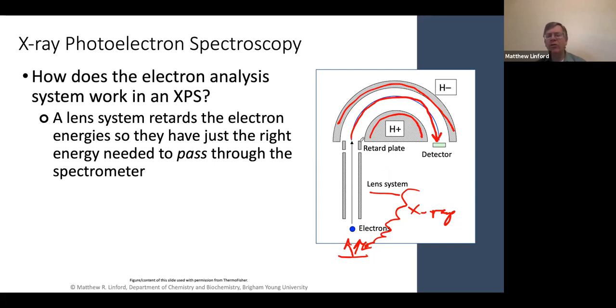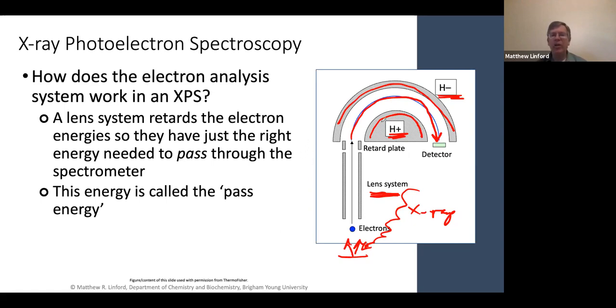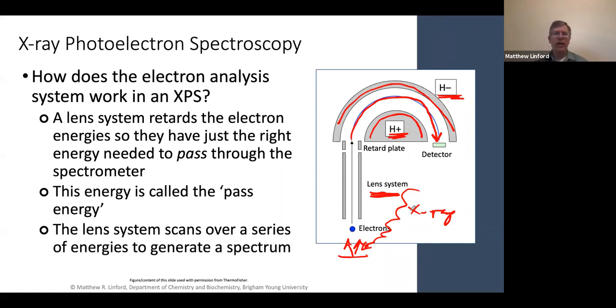It also turns out that only electrons with just the right energy are able to make it through this detector. And the way people typically do XPS is they leave this voltage and this voltage fixed. And what they do is they use the lens system to allow the electrons with different kinetic energies to go sequentially through this spectrometer right here. And so what the lens system is doing is allowing only certain electrons to pass through the spectrometer. And I'm using the word pass deliberately because the right energy that lets an electron pass through the spectrometer is called the pass energy.